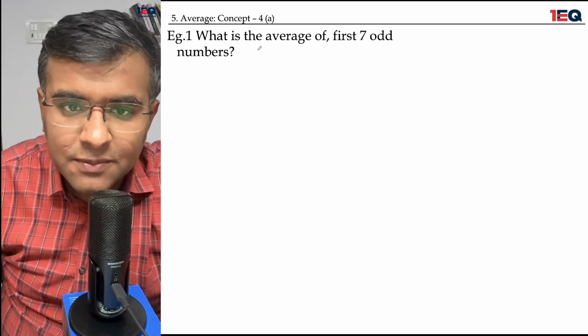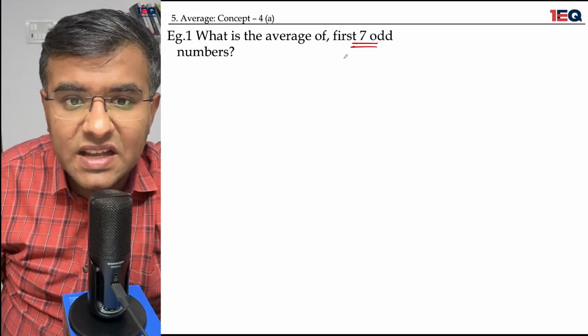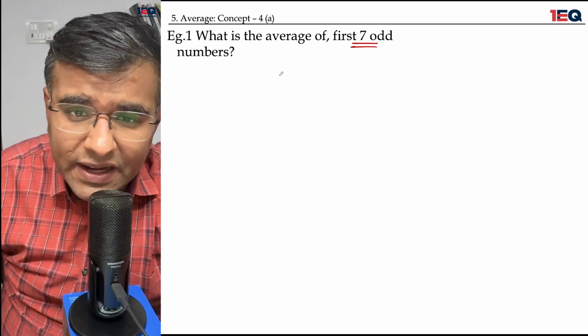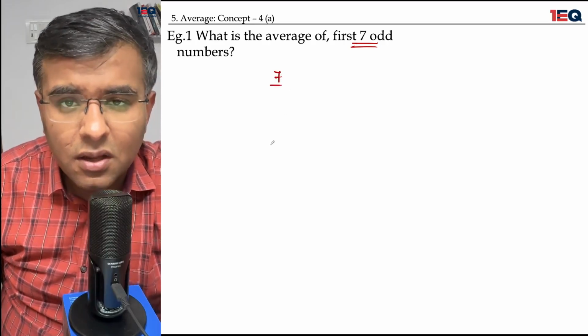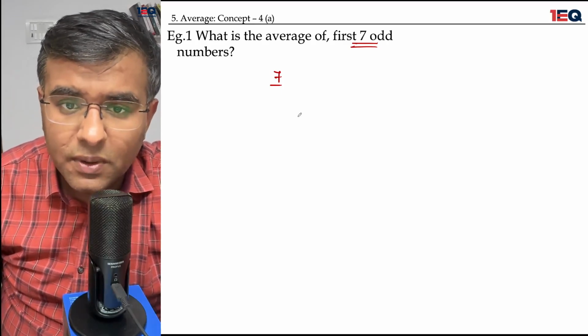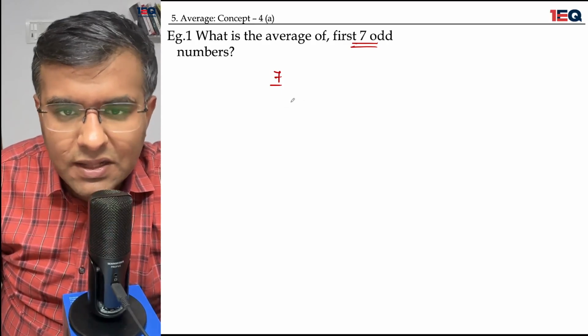The question says, what is the average of the first 7 odd numbers? I can do it directly by saying the final answer is 7, but I really would like to teach the ones who don't understand a lot of math. So for them, I'll solve it.